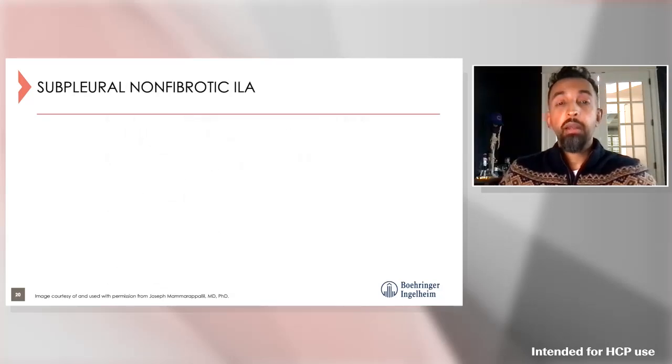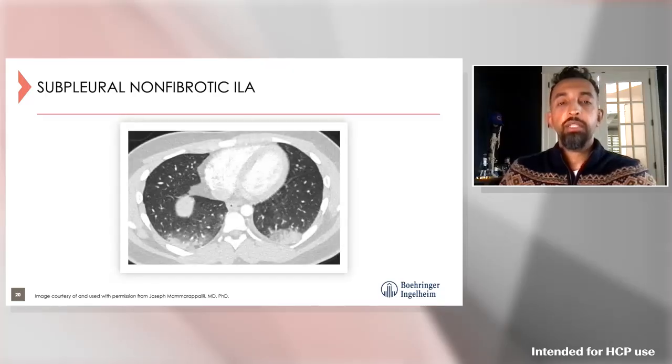The next subcategory of ILA is the subpleural and non-fibrotic ILA that you nicely see shown here with this CT image. If you look in both lower lobes, we do have subpleural opacities. So subpleural bilateral posterior pulmonary opacities, they appear to be consolidative. Whenever I describe consolidation, I'm talking about airspace opacity that's going to obscure the underlying vasculature and airways.